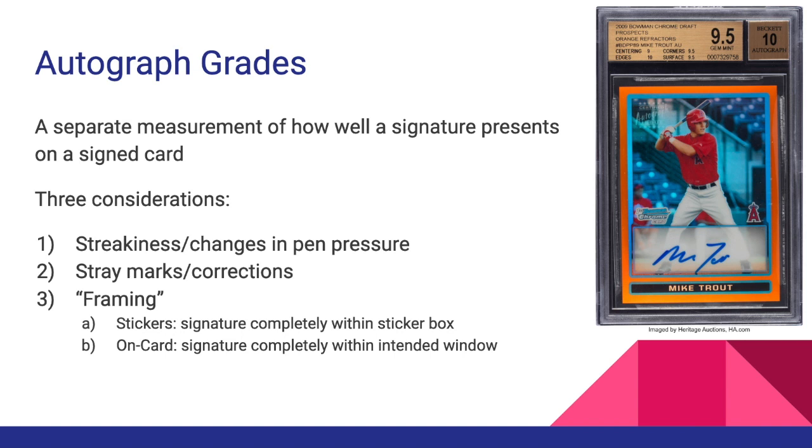So there are two major types of autographs. You have your sticker autograph, so did the athlete keep the autograph completely on the sticker? Or for on-card, there's usually a window that is given. It doesn't necessarily have a defined border in a lot of cases, but generally you know where the autograph is supposed to go. Did the athlete put it in that spot and keep it within that spot and not go out onto the edges of the card or something? That can help with a better autograph grade.